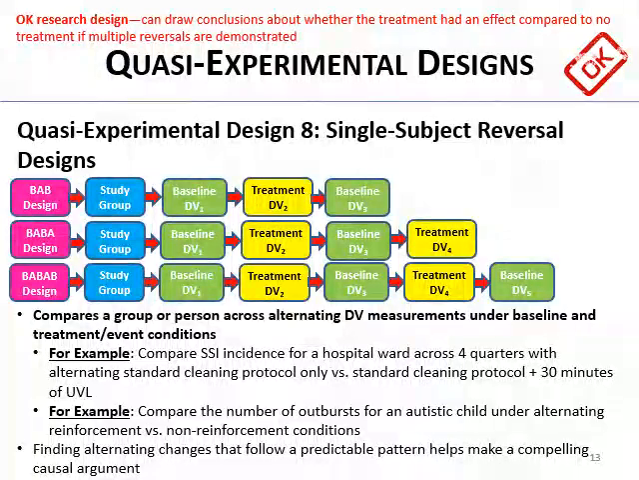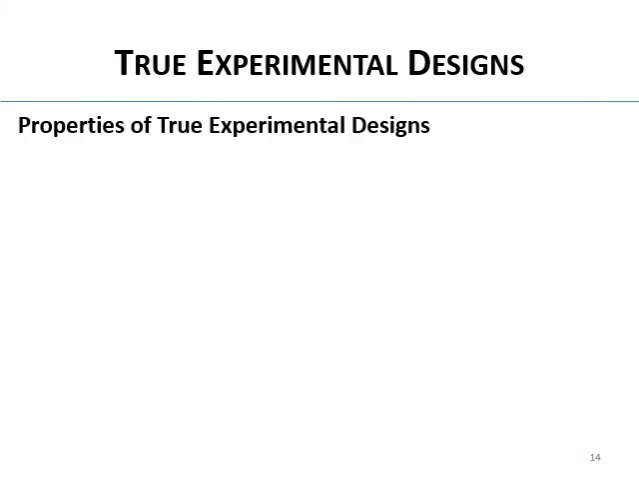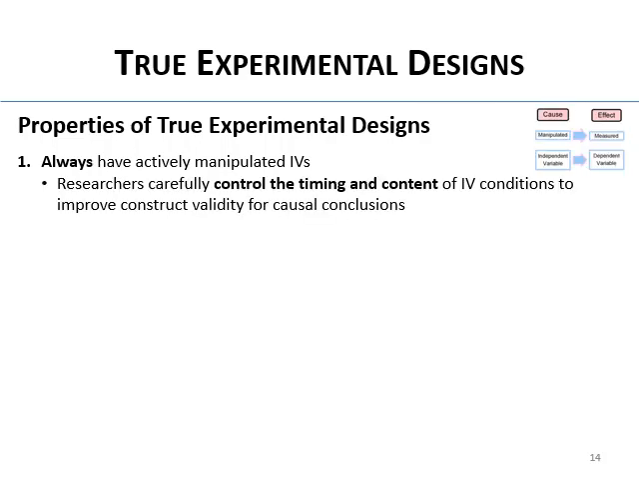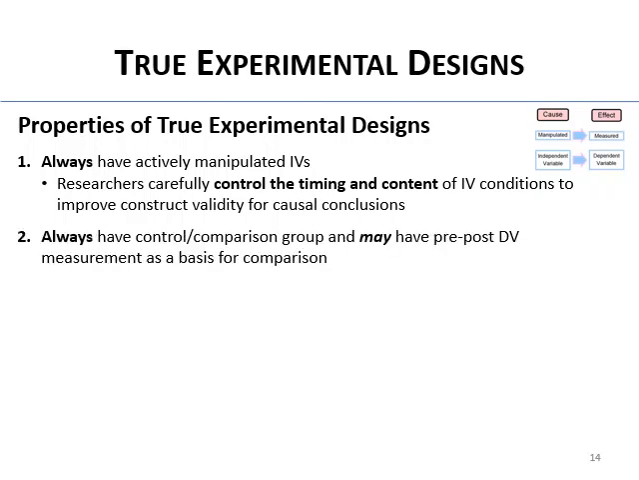So that does it for quasi-experimental designs. Let's talk about true experimental designs. What are some properties of true experimental designs? They always have actively manipulated IVs. The researcher determines what the levels are. They carefully control the timing and the content of the IV levels to improve construct validity for causal conclusions. They always have a control or comparison group, and they may have pre-post DV measurement as a basis for comparison.